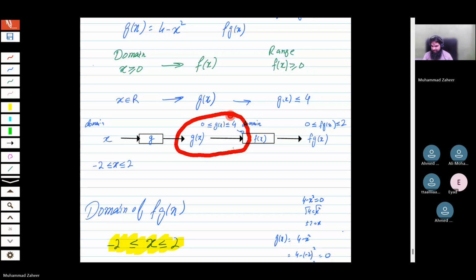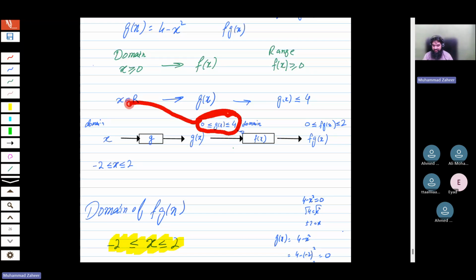Obviously, because of the domain of f of x, you have to change something in the range, like we have to make it from 0 to 4. When you need a range of 0 to 4, you need to change something in the domain of g of x as well, so we make it -2 to +2. In the same way, if you substitute the values from 0 to 4, the output will be from 0 to 2.